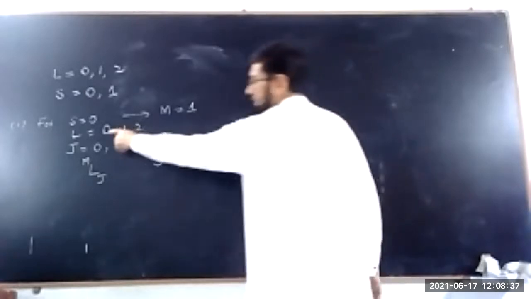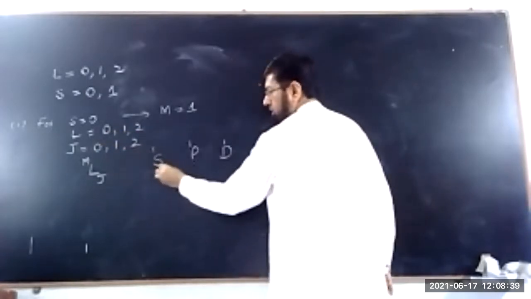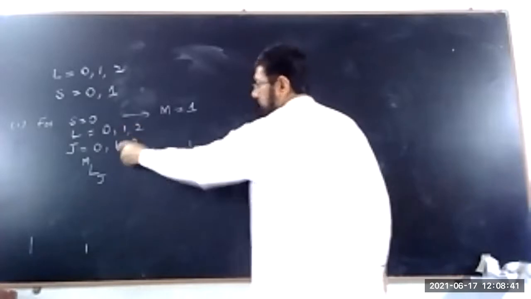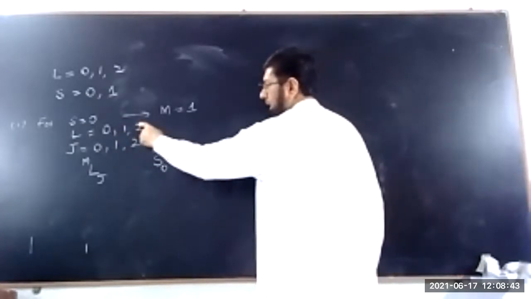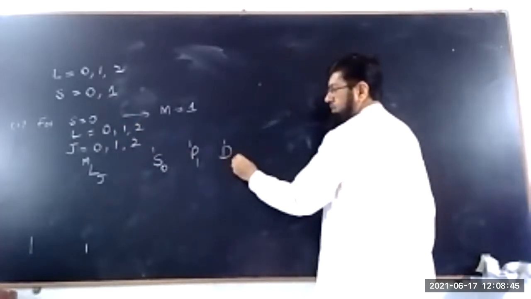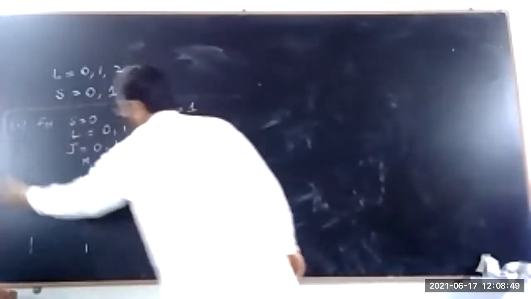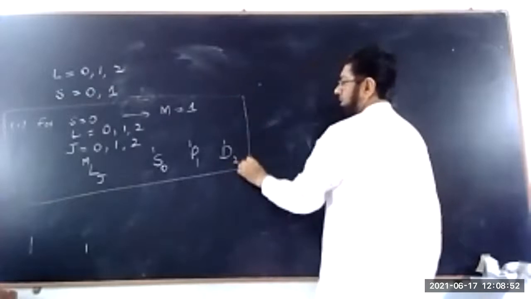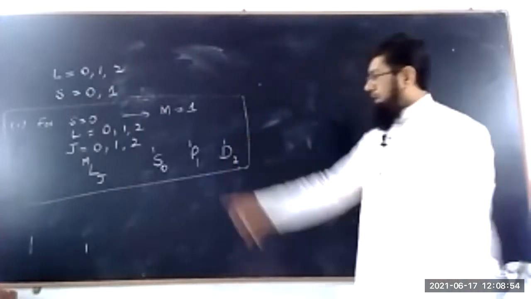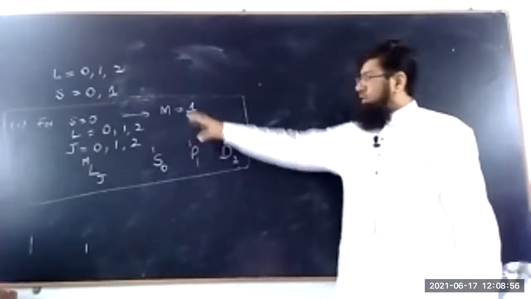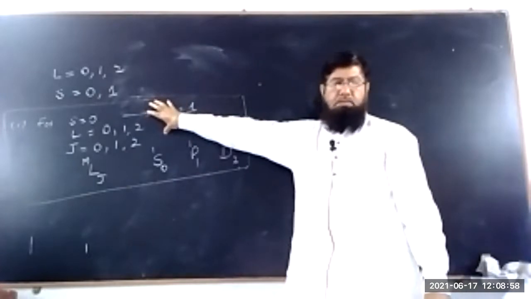For S orbital, J is equal to 0. For P orbital, J is equal to 1. For D orbital, J is equal to 2. So these are the term values for this combination. These are the 3 term values for this combination.